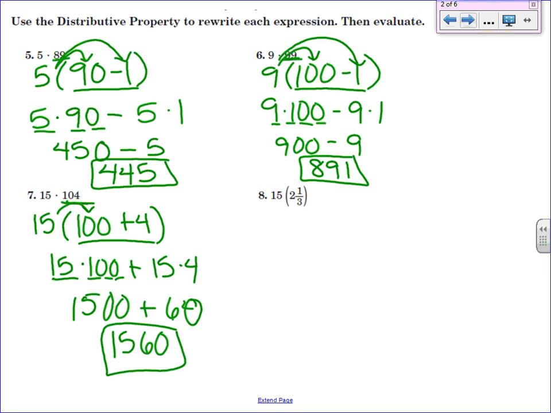Now in number 15, we're going to treat this mixed number like what it really means. And when you have a mixed number like that, you can actually write that as 2 plus 1/3. If it was a fraction or a decimal, you can always break it into the whole number and the fraction or decimal being added together. So now I have 15 times 2 and 15 times 1/3.